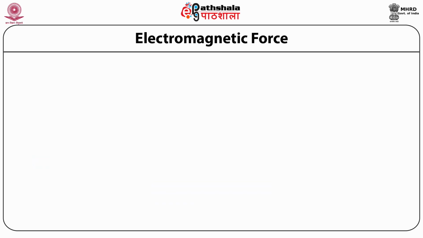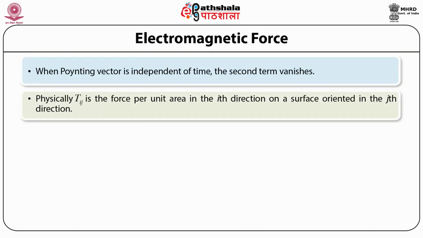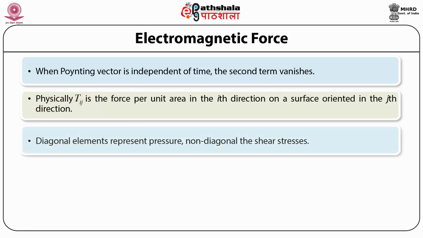Now in this equation for the Lorentz force, if the Poynting's vector is independent of time, then the second term on the right hand side vanishes, and in that case the Maxwell's stress tensor T subscript i j is the force per unit area in the ith direction on the surface oriented in the jth direction. For such a situation, the diagonal elements represent the pressure, while the off-diagonal elements represent the shear stresses.